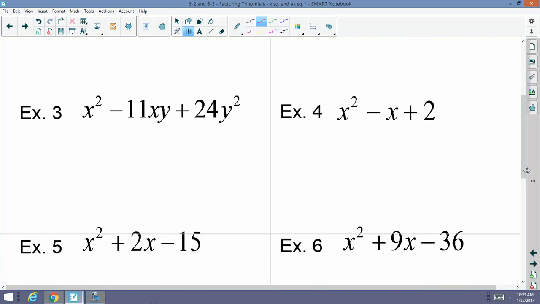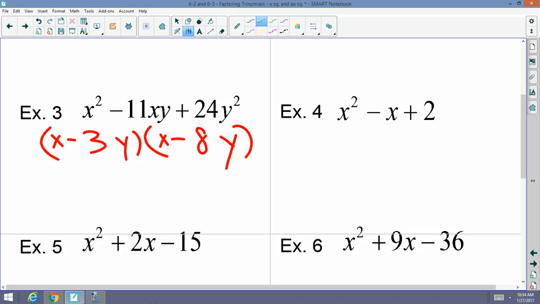Oh, I got x squared minus 11xy plus 24y squared. What's my setup look like here? An x and a y, an x and a y. What are the signs? Minus, minus. Beautiful. What times what is 24, but when added together is negative 11? So you got a negative 3, negative 8. Done.